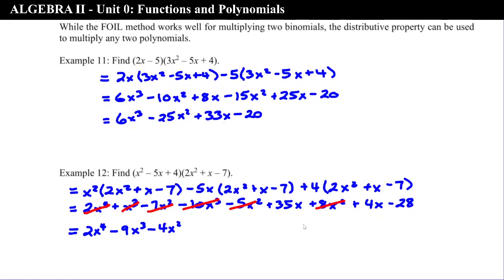And now we have two x terms, 35 and 4. So that gives us 39x. We'll cross those off. And all that's left is the negative 28. So I'll go ahead and cross that off and add it to the end here. And that would be our answer for the product of those two trinomials.